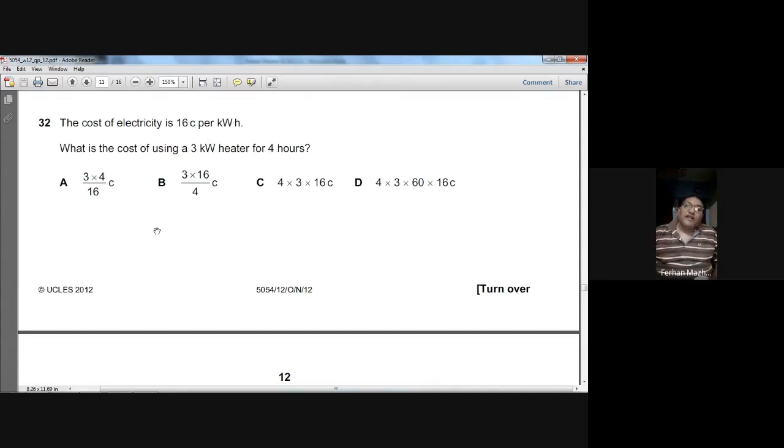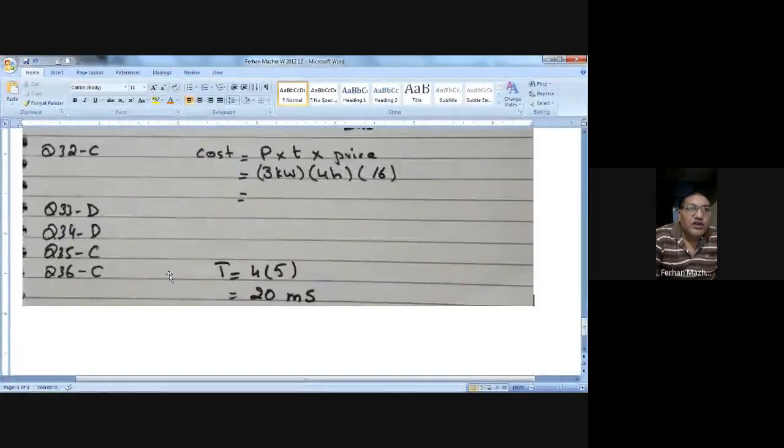In this formula, the power must be in kilowatts and the time should be in hours. So then just put the values and you will get the answer. I have done this calculation. Let me show you. Question number 32 is on your screen. Can you see that? So cost is power multiplied by time multiplied by price.